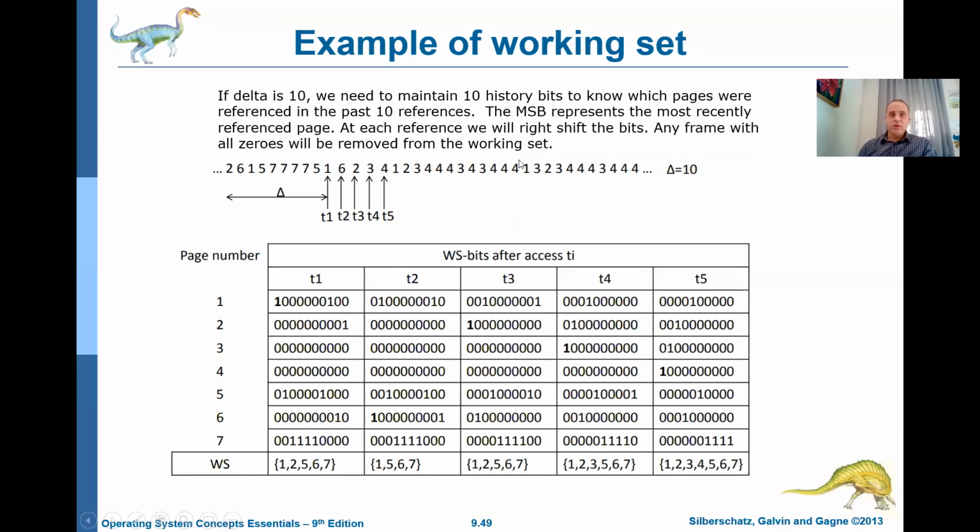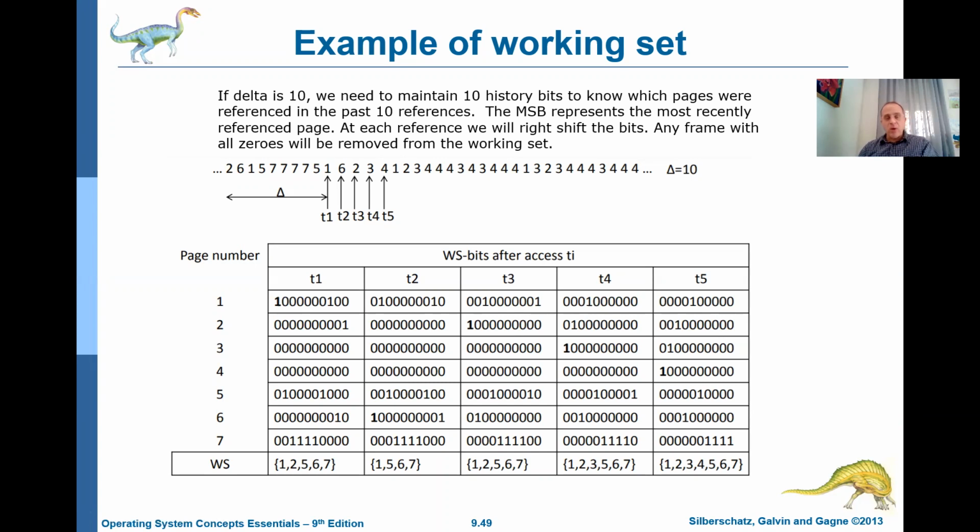Now, what am I going to do? Every time I want to access a certain page, we will right shift the bits. In other words, we'll push them to the right. This 0 will fall into the abyss, and I'll have a space over here on the left, and that will be for my new reference at time 2, for example. So if you look at time 2, you see that this 1 has shifted over. Everything has shifted over. There's a 0 here. Why is there a 0 here? Because the next reference was not a 1 again, but it was a 6. So I'm going to see a 1 over here on the 6. And then I push everything back.